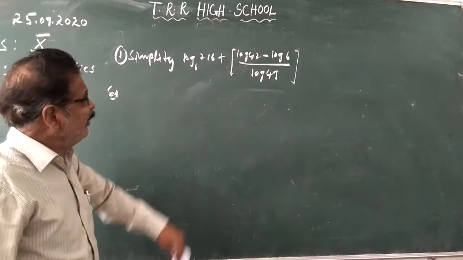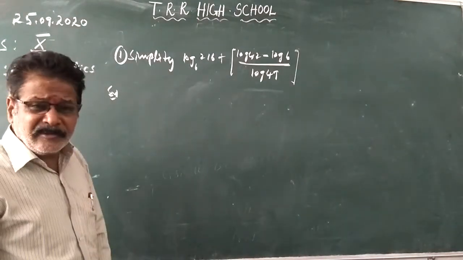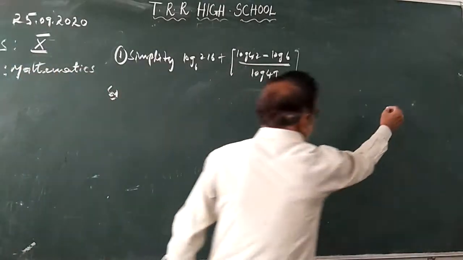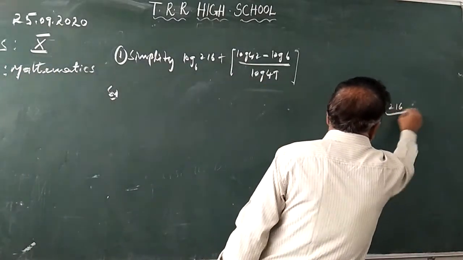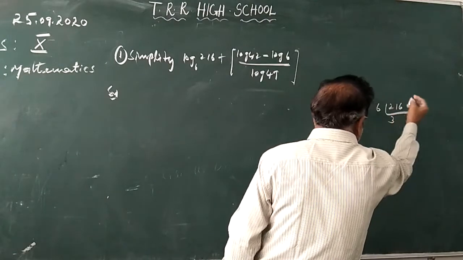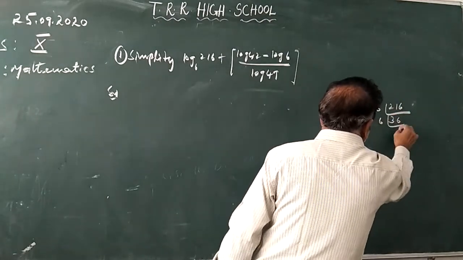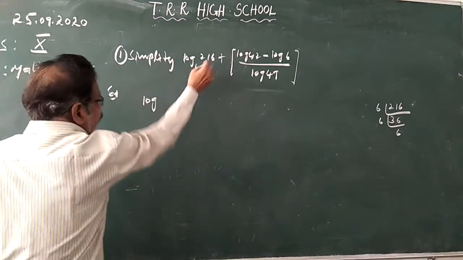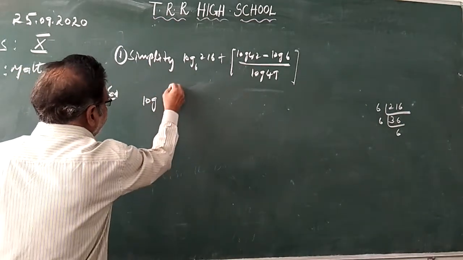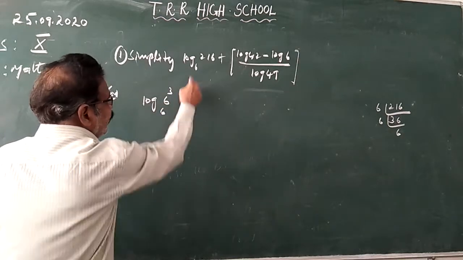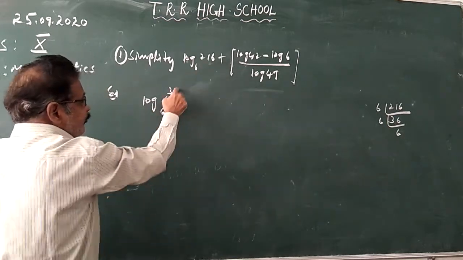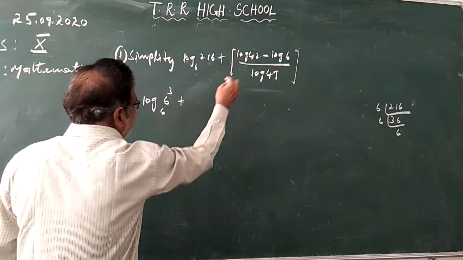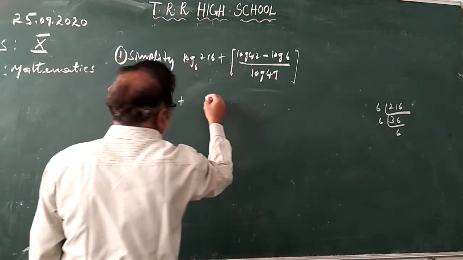216, factorize it. We know it. 6 216, 6 36, 6 6. So log 216 can be written as log 6 cube base 6, plus log 42 minus log 6.